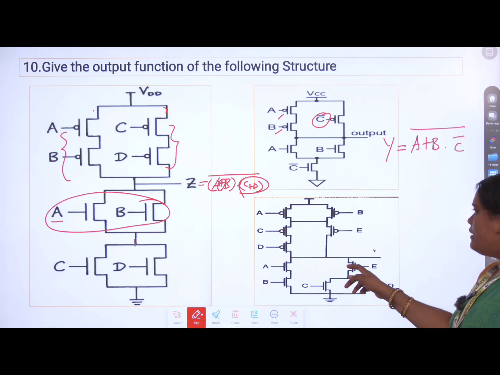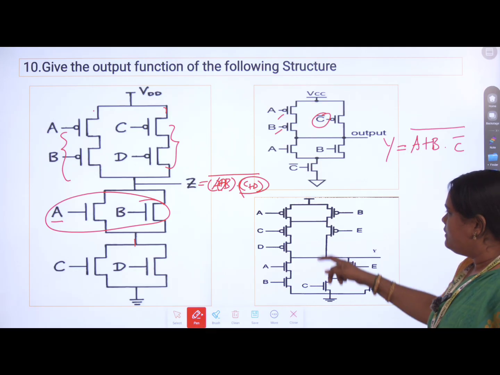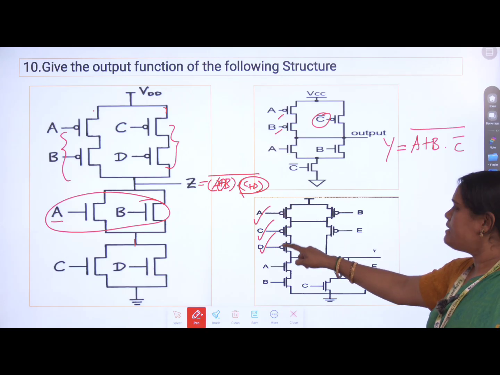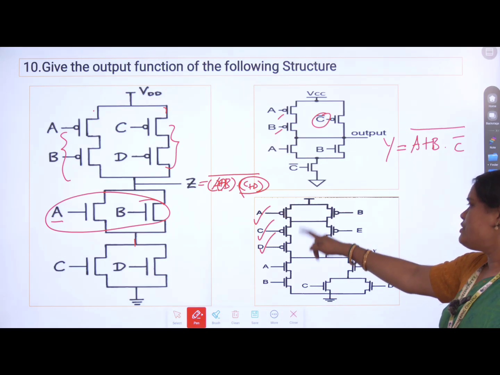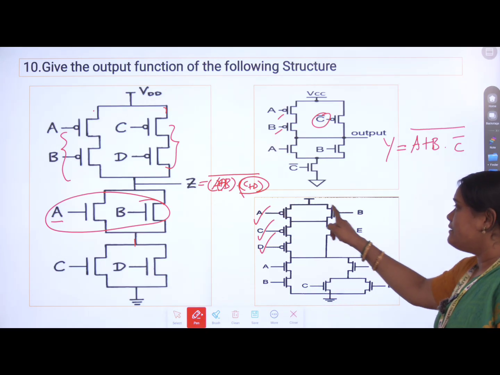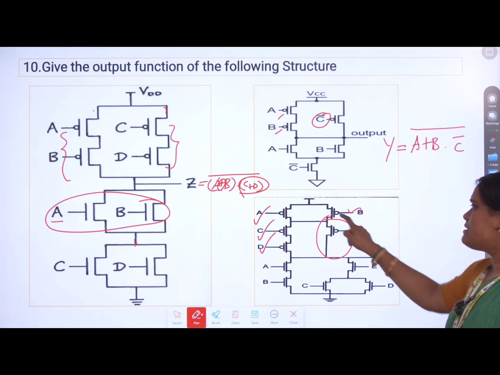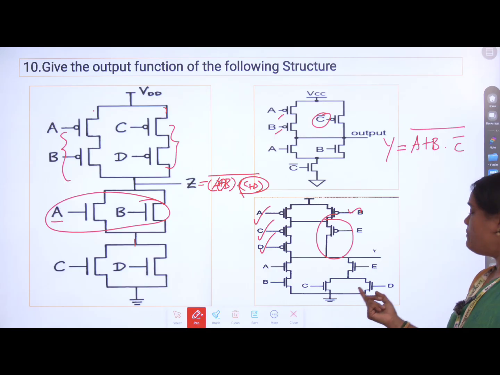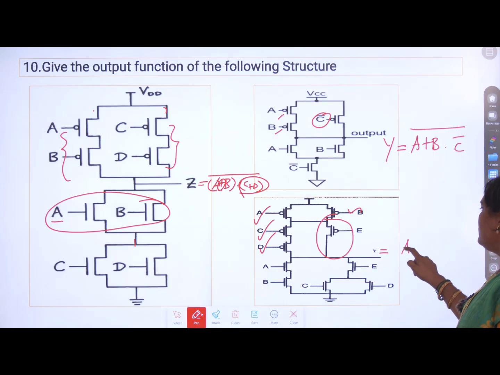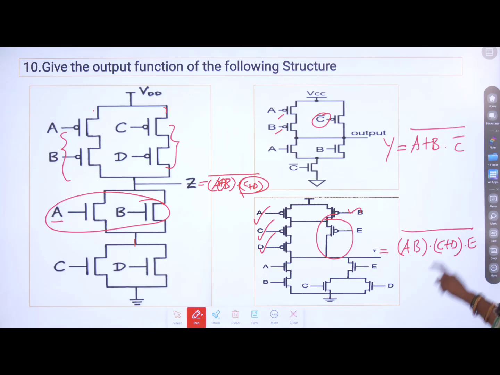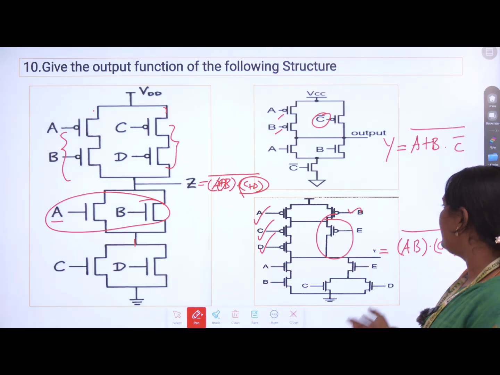Now look into the third structure. Here three PMOS transistors, namely A, C, D, are connected in series. Sorry, A is connected in parallel with B, and C and D are connected in series with E. What will be the output? So, nothing but AB dot C plus D and E. So this is the output for the given structure.